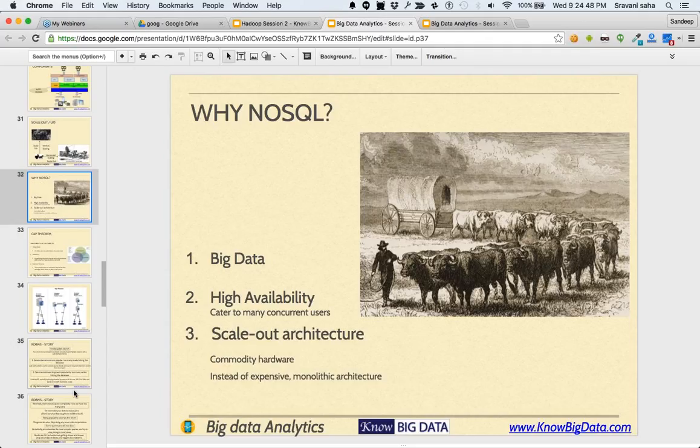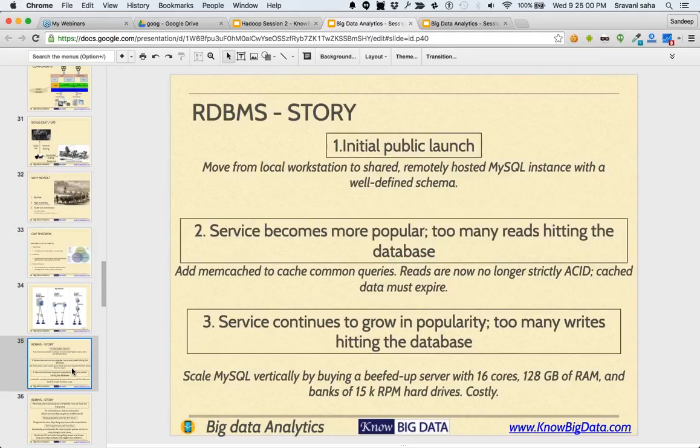Third, they cannot scale out, meaning the database has to run on the same machine. And you will understand the reason. I'll go through the case study before going into more theory, and that'll give you a very good idea. It's an interesting story, and this story has happened with many companies, many companies who were born in the internet era.